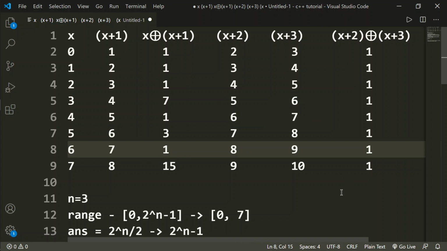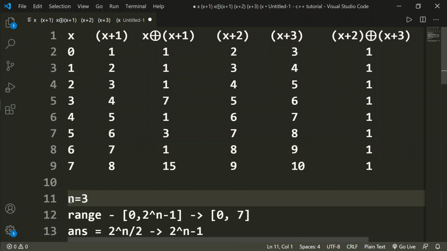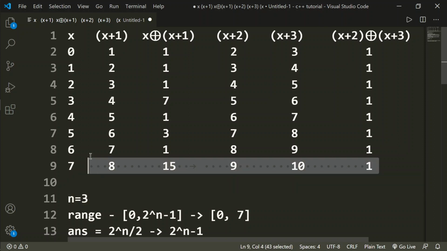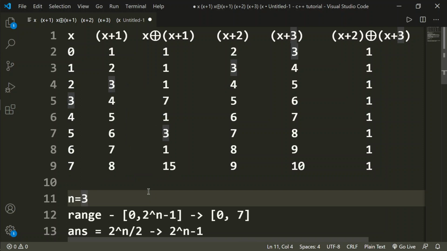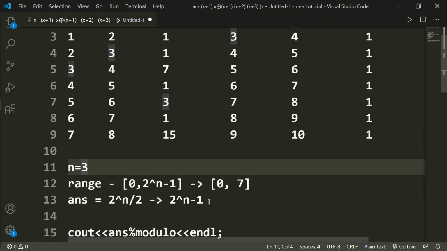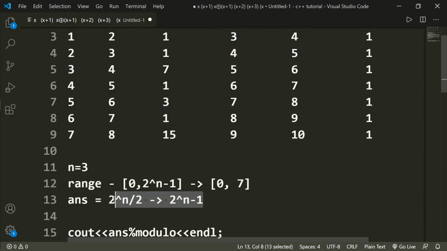Similarly here, so what you observe is if you get n equals 3, then the range will be 0 to 2 to the power n minus 1, that is 0 to 7. So a total of 8 numbers will be present, which means 4 pairs will be present, and all 4 pairs satisfy the condition. So your answer will simply be 2 to the power n upon 2, that is 2 to the power n minus 1.